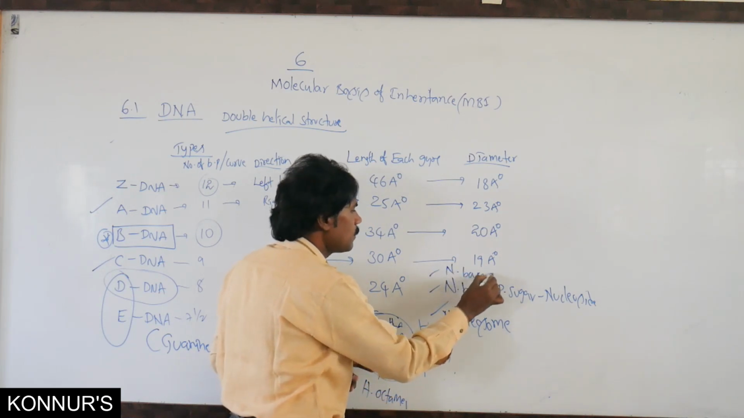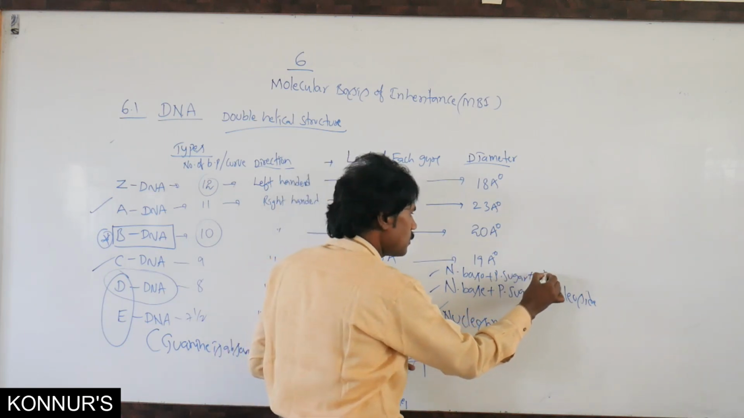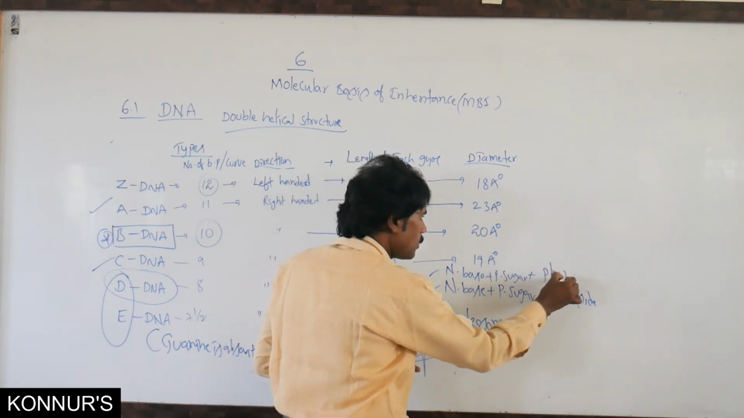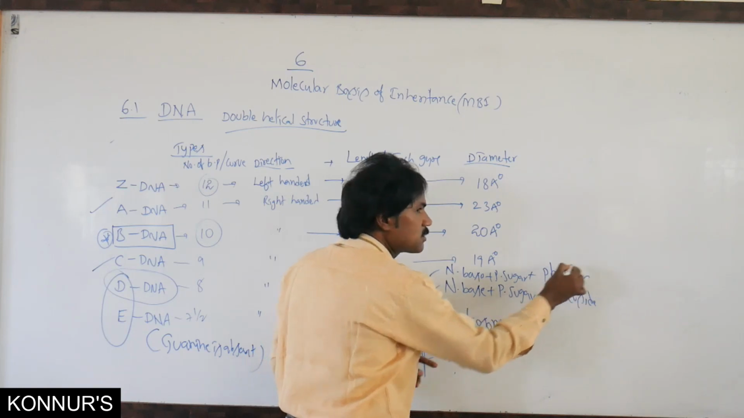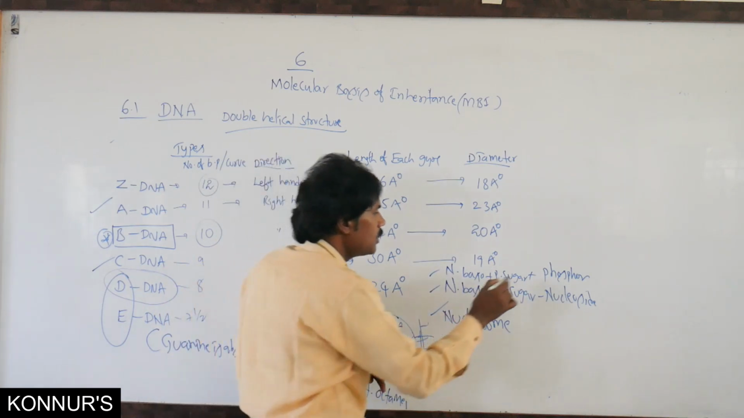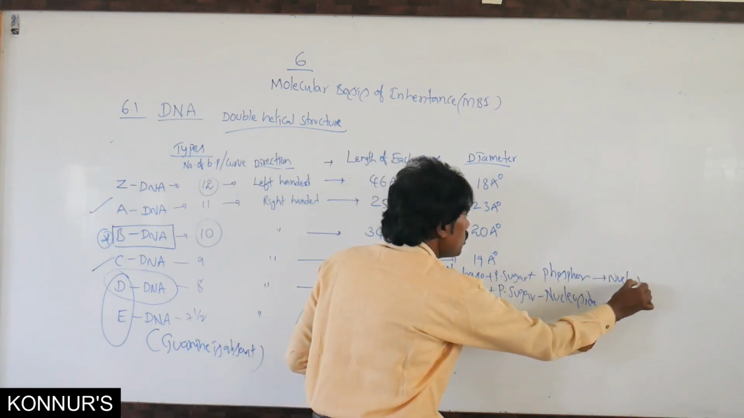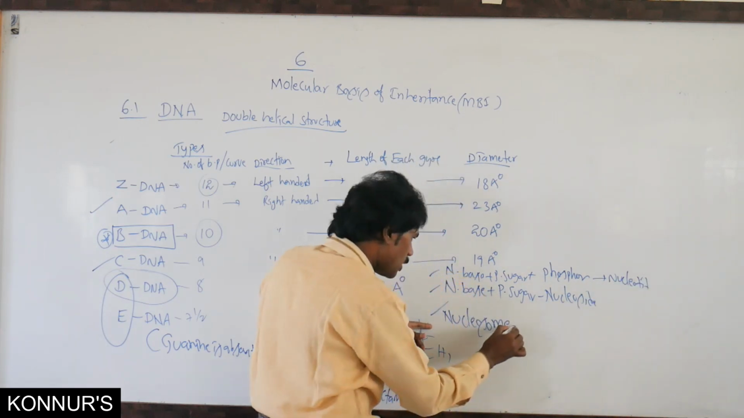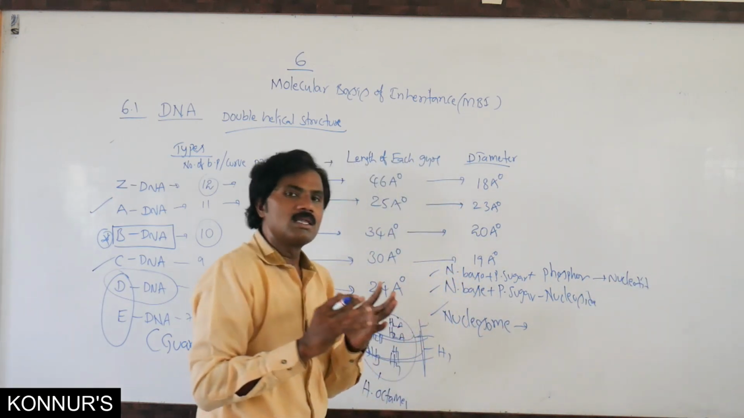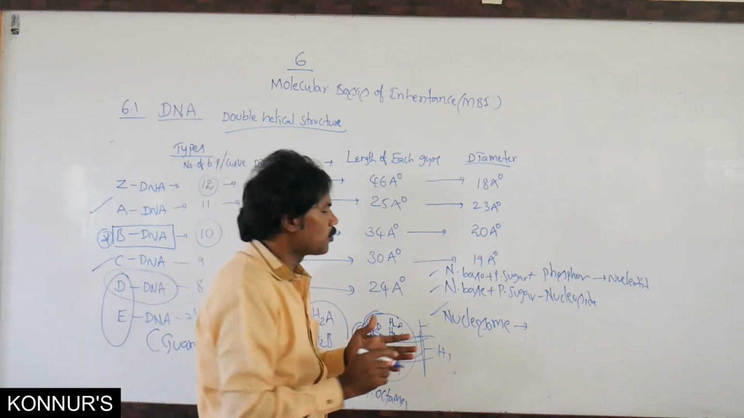Similarly, nitrogen base plus pentose sugar plus the phosphorus or phosphate molecule, PO4, that is a nucleotide. Nucleosome: what is the nucleosome? That is the DNA helix, DNA strands combined with histone proteins.